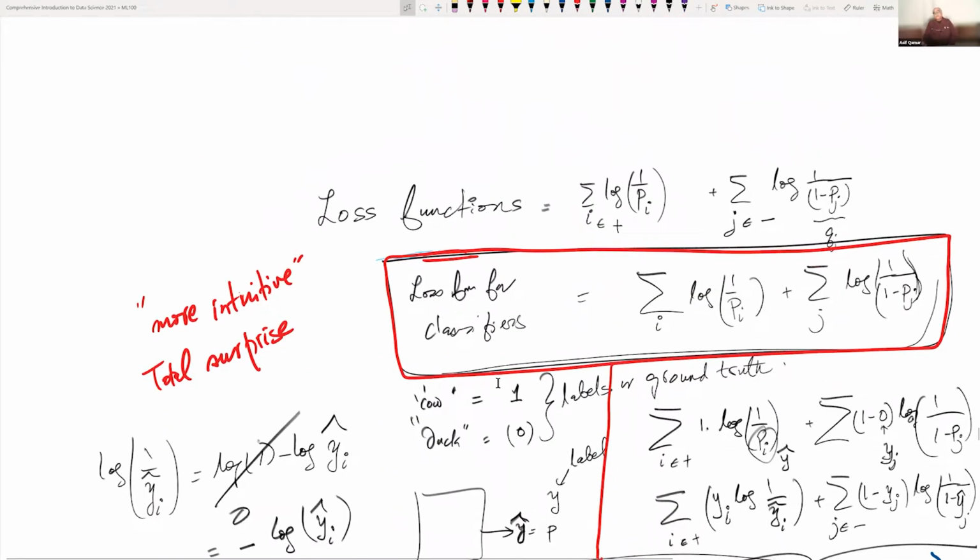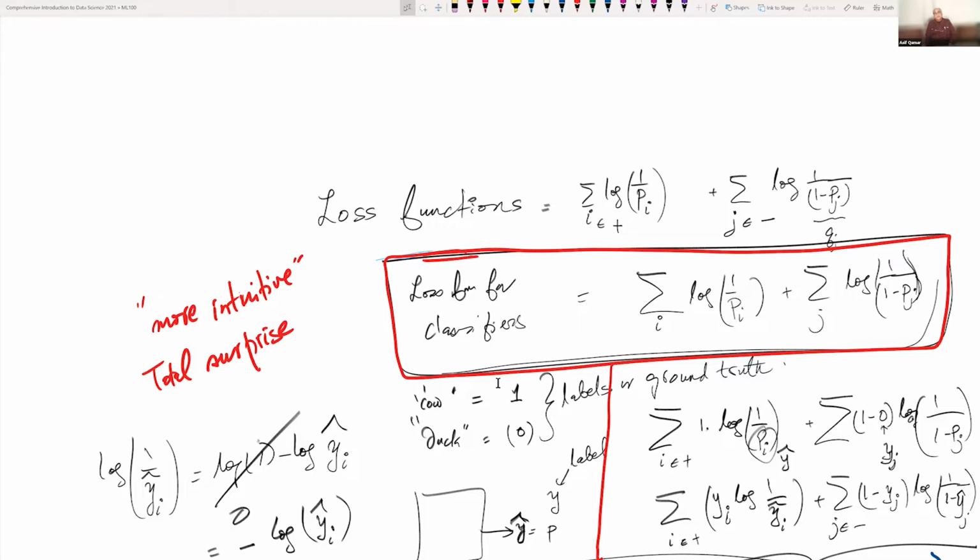Now, when you're talking about the loss function of a classifier, a good model would produce the evidence, the data. If you know that the ground truth is a duck, it should say the probability of duck is as close to 1 as possible. So the element of surprise would be, again, the reciprocal of that. If, for example, the probability of a duck it says is 0.1, you should be hugely surprised.